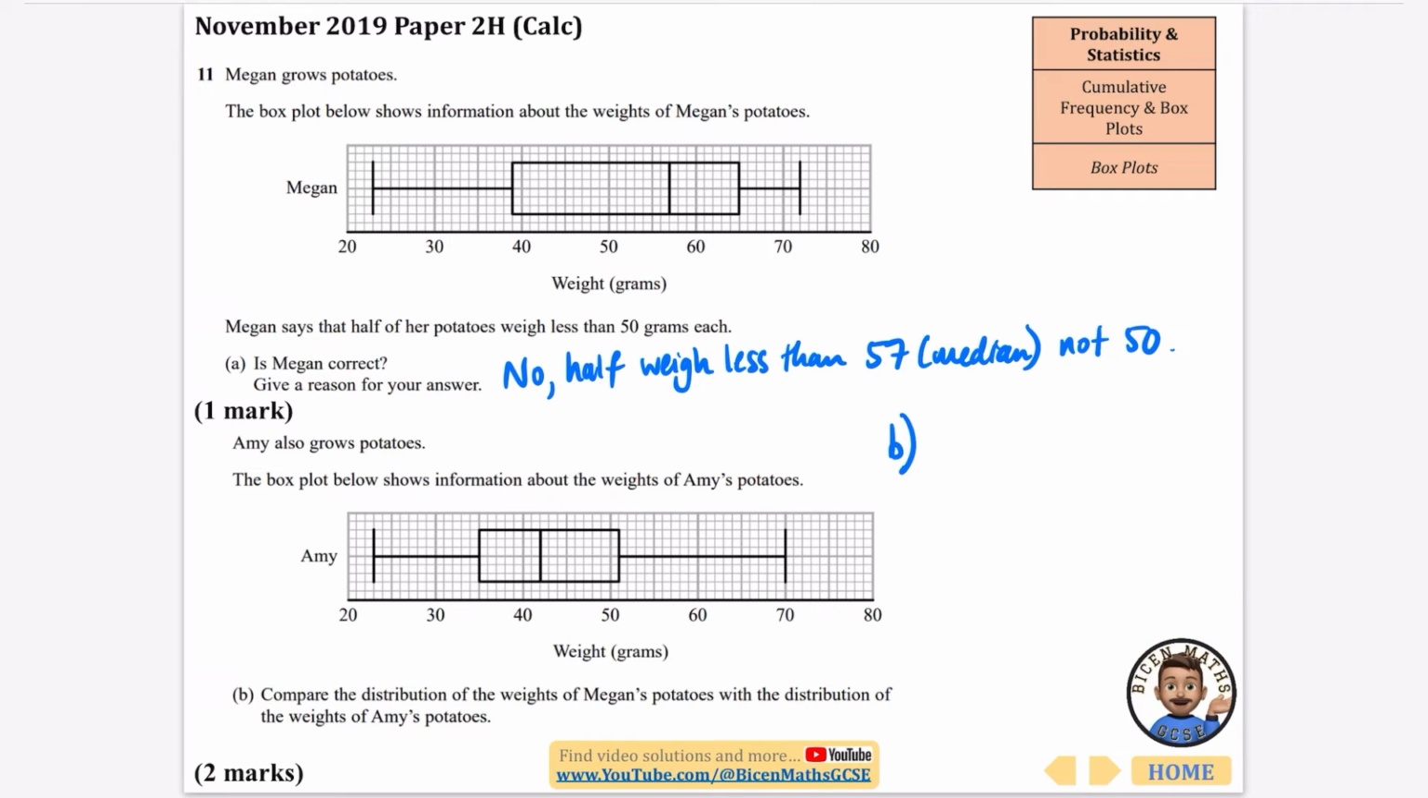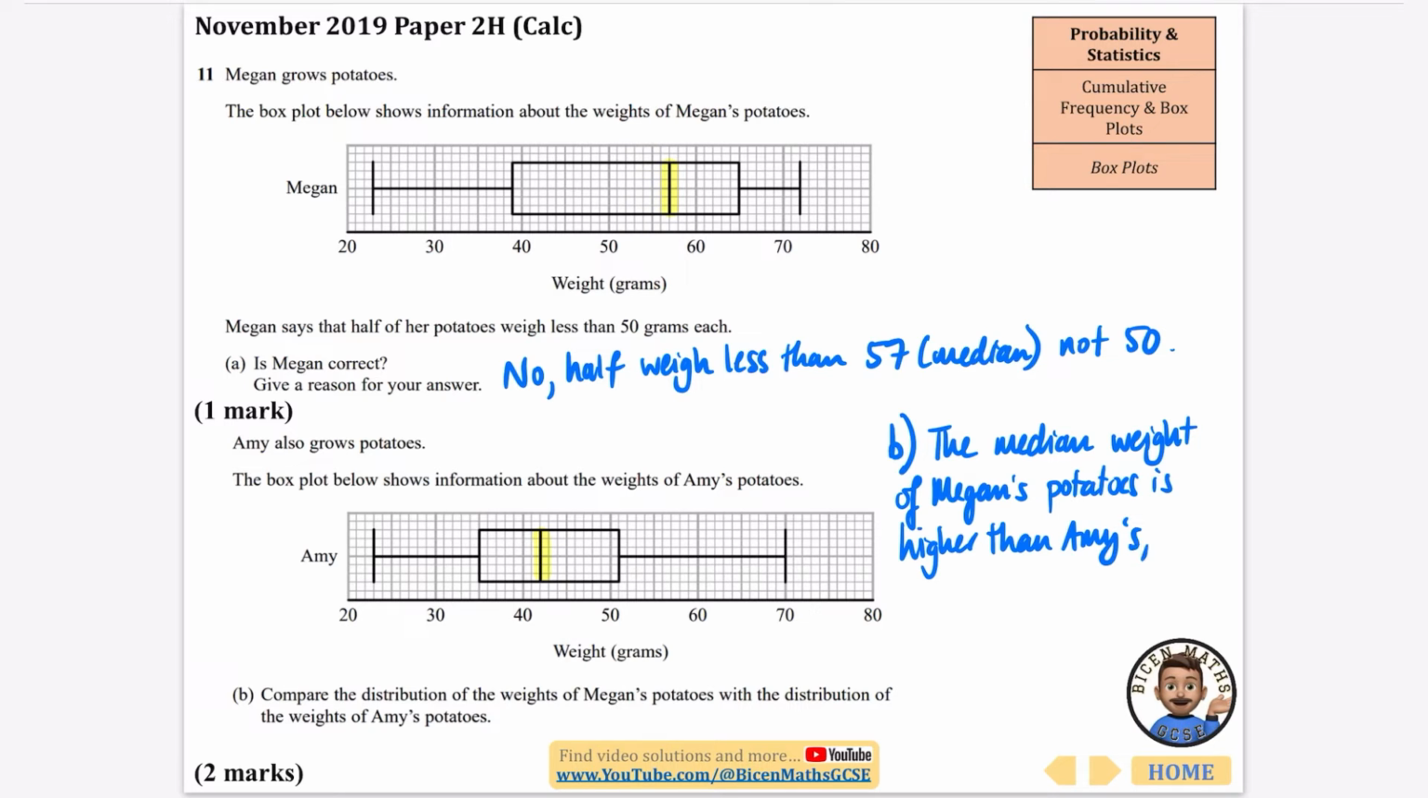So we can say that, and if you look at the scales are exactly the same. So I'm going to say here, if we just look at the medians to begin with, Megan has got a higher median, which means her potatoes weigh more. So I'm going to say that the median weight, and as soon as I say the word weight, that's putting it in context. The median weight of Megan's potatoes is higher than Amy's. And I'm just going to also put some numbers in there just to make sure that I've got it right. I'm going to say that 57 is greater than 42.